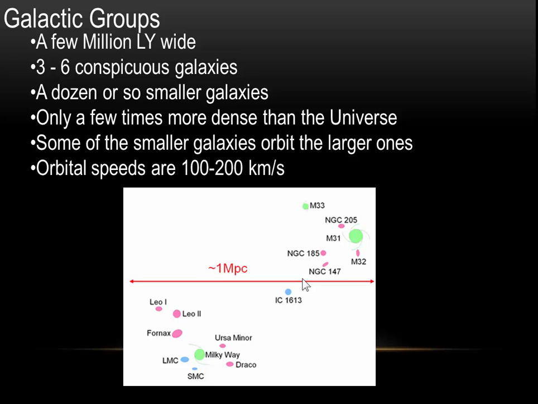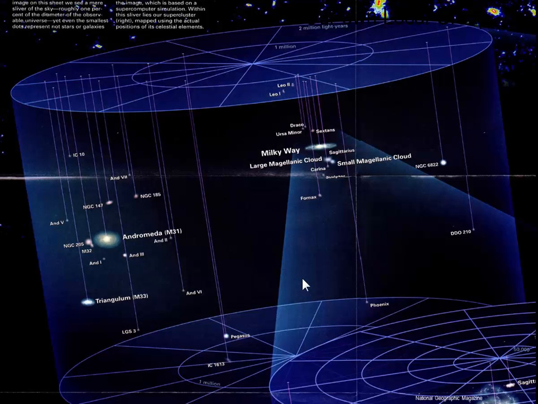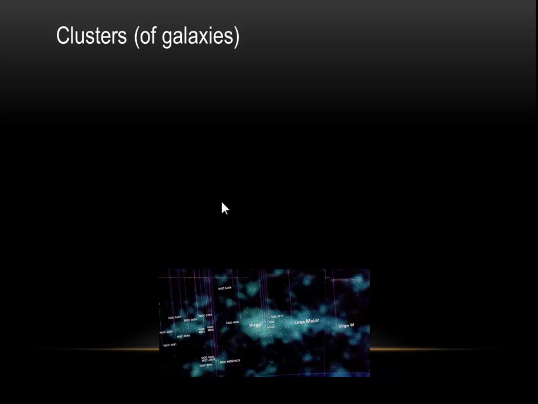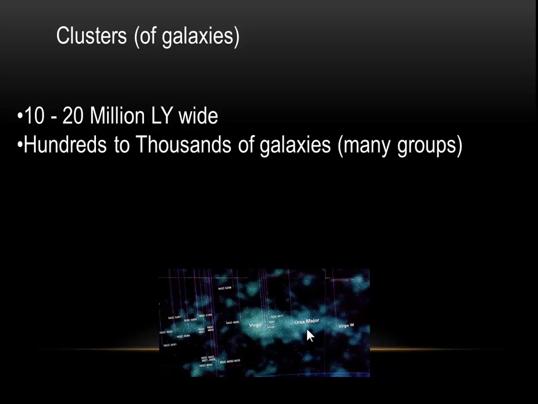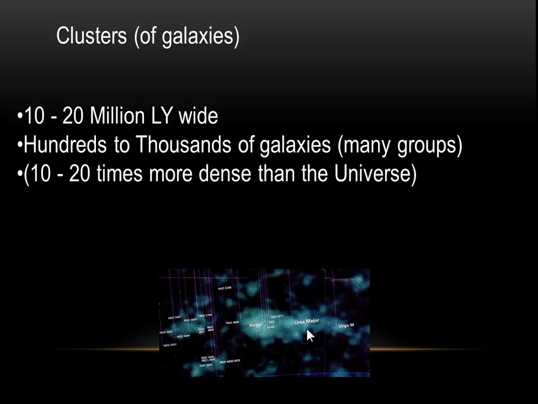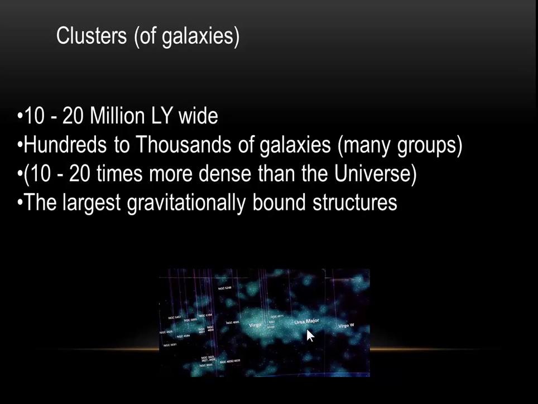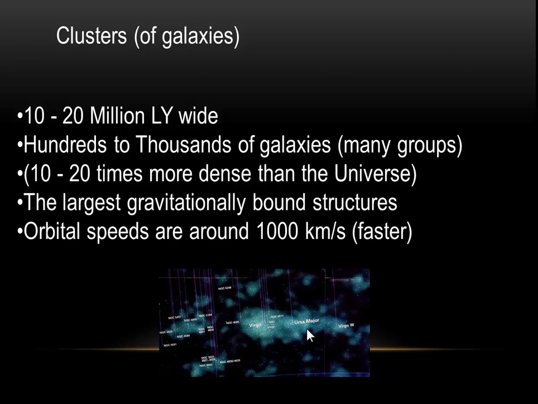This is a galactic group, and here we have our group. There's the Milky Way. Now these groups together are called clusters of galaxies, clusters of groups of galaxies, typically 10 to 20 million light years wide. And we often have hundreds to thousands of galaxies in a cluster, which is many groups, and it's quite dense. And this is the largest gravitationally bound structure, which is a cluster.